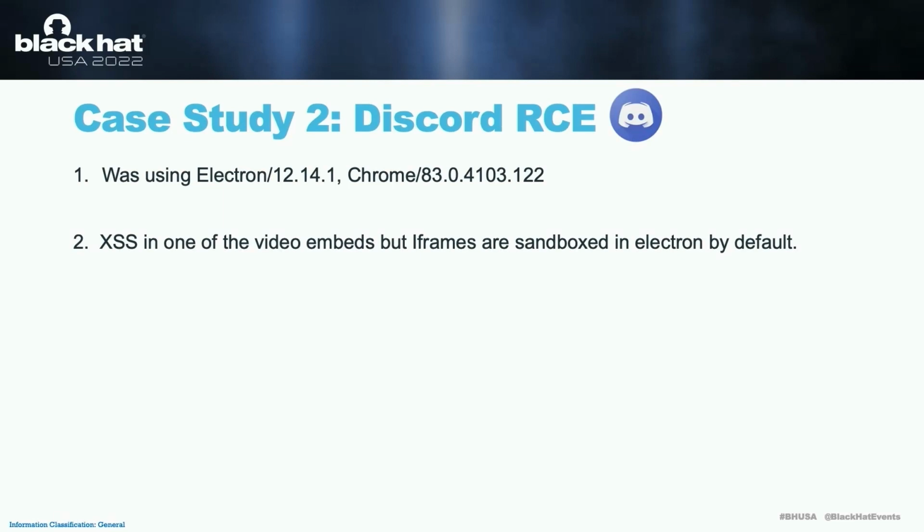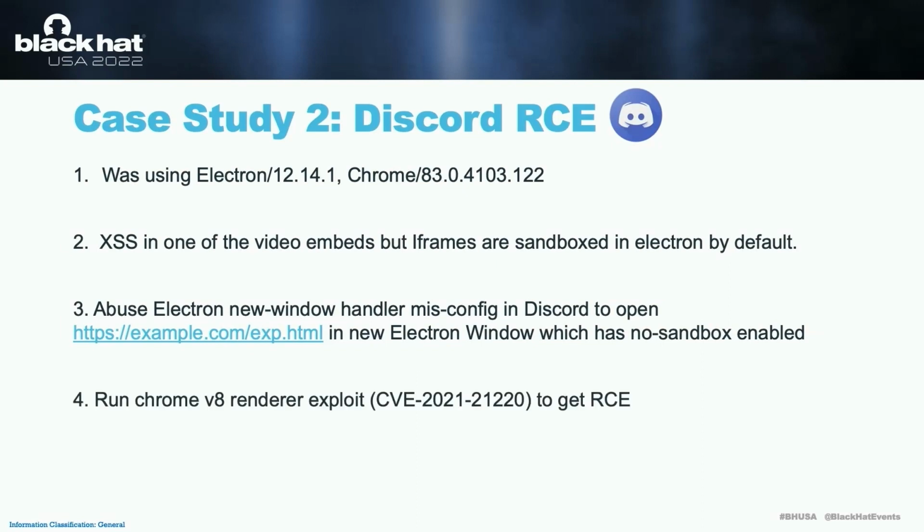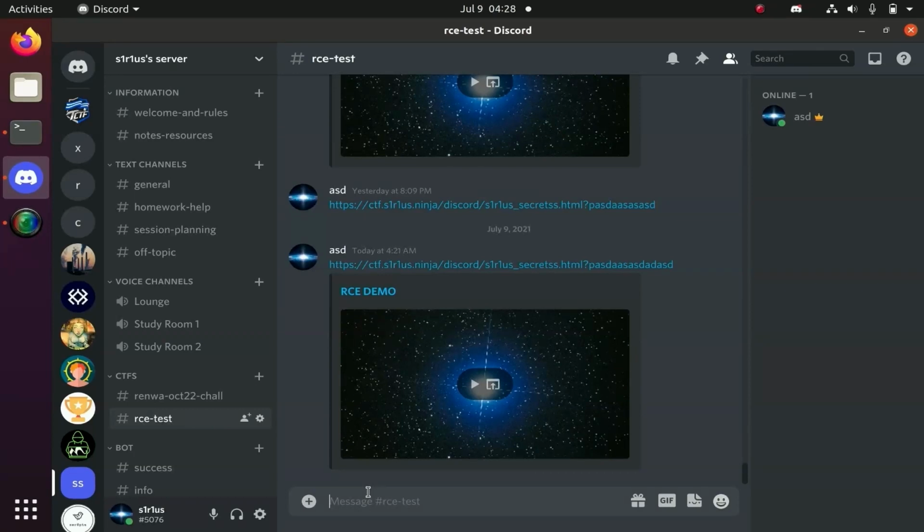So we dug down deep in Discord, and we found a misconfiguration in a new window handler, which can be used to open a new window using window.open. And this new window had the sandbox disabled. So what you can do is open a window with the location of an external website controlled by you, and then you can run your Chrome V8 renderer exploit to get RCE. Let's see the demo.